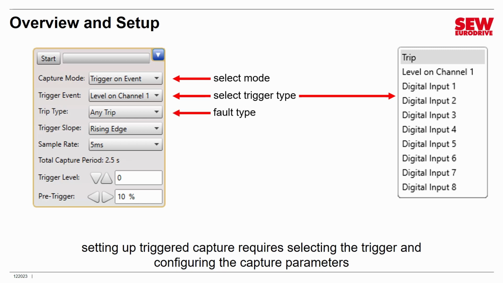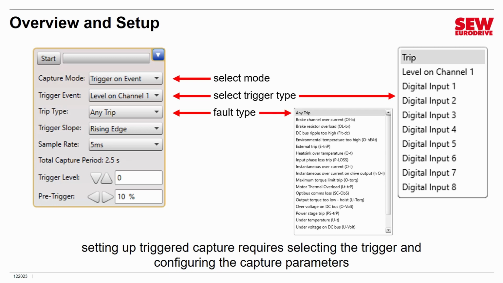If you pick trip, then you can pick which trip type. You could say any trip, or you can pick from a list of trips, and you've seen some of these before.